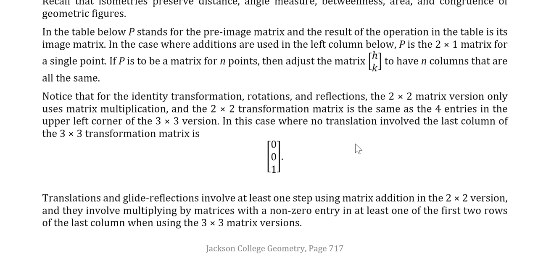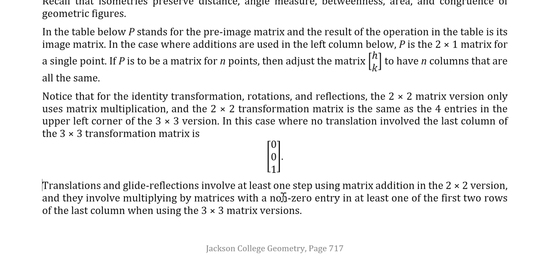Notice that for the identity transformation, rotations, and reflections, the 2 by 2 matrix version only uses matrix multiplication, and the 2 by 2 transformation matrix is the same as the 4 entries in the upper left corner of the 3 by 3 version, and in this case, where no translation is involved, the last column of the 3 by 3 transformation matrix is just 0, 0, 1. Of course, the bottom row is always 0, 0, 1 going across from left to right on any transformation matrix.